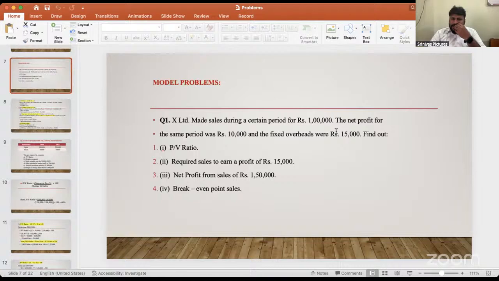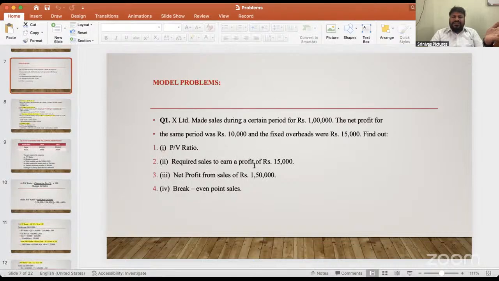Contribution by sales. How will you get contribution? We already know fixed cost and profit are given, and sales are also given. The remaining third variable is the variable cost, which we don't know. So 1 lakh minus fixed cost and profit, if you deduct this 25,000, the remaining 75,000 is the variable cost. To calculate the PV ratio directly, you can take 10,000 plus 15,000, that is 25,000, the contribution, fixed cost plus profit. So 25,000 divided by sales, 25% is the PV ratio.